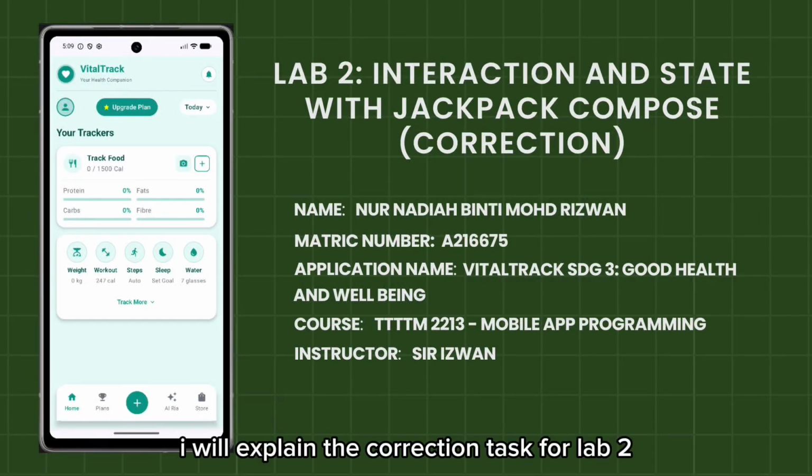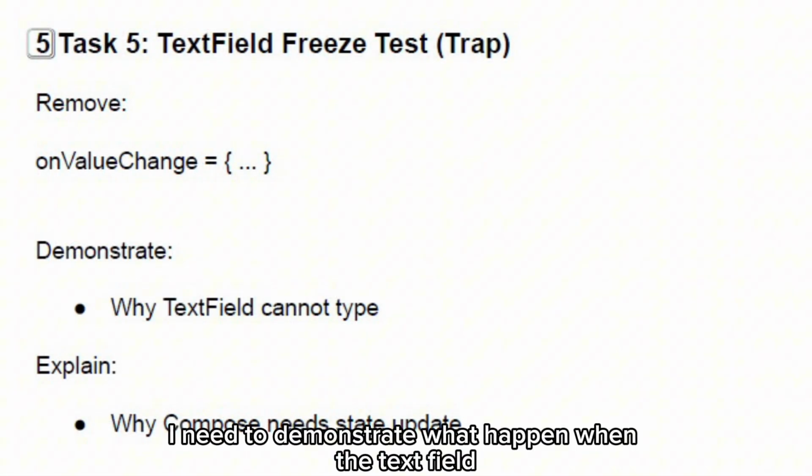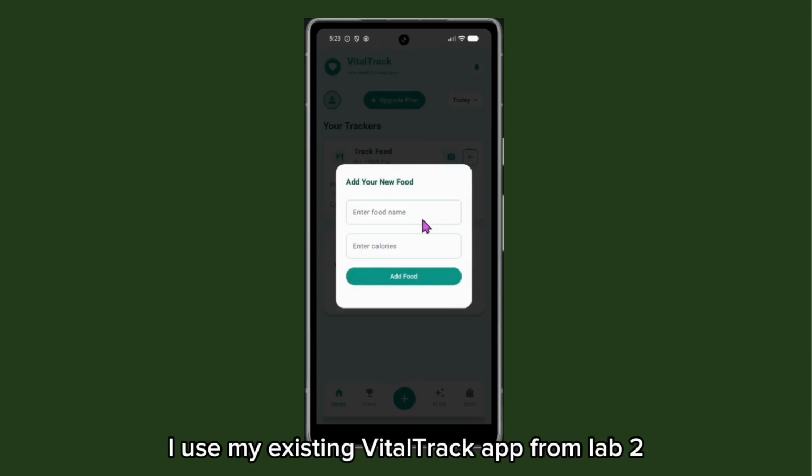Hi, in this video, I will explain the correction task for Lab 2, which is Task 5, Text Field Freeze Test. For this task, I need to demonstrate what happens when the text field does not update its state properly in Jetpack Compose. I use my existing VitalTrack app from Lab 2.